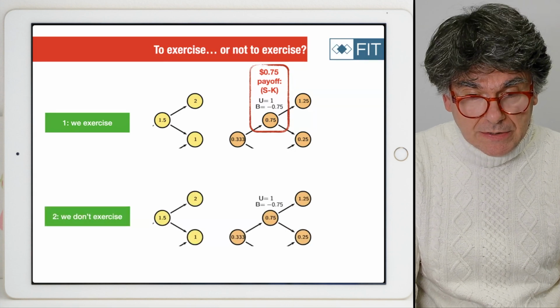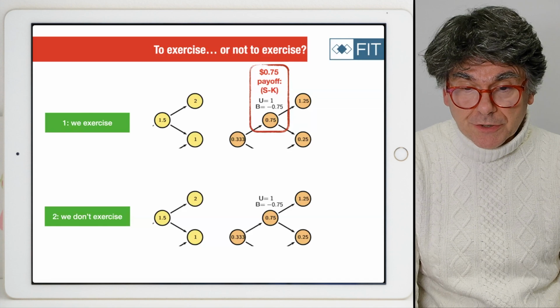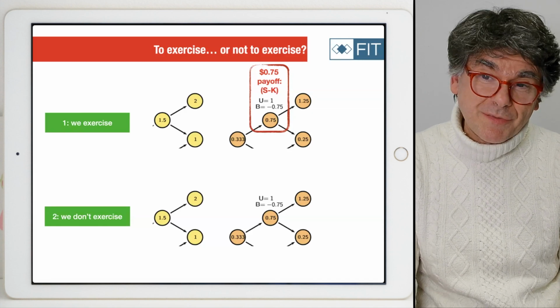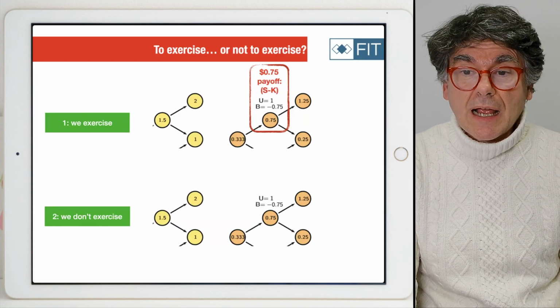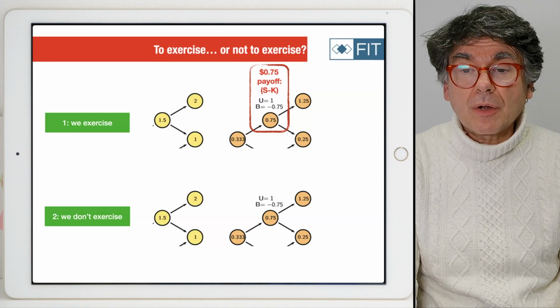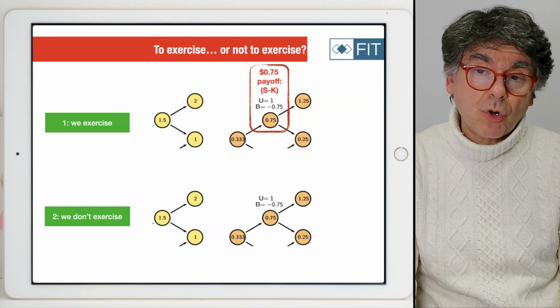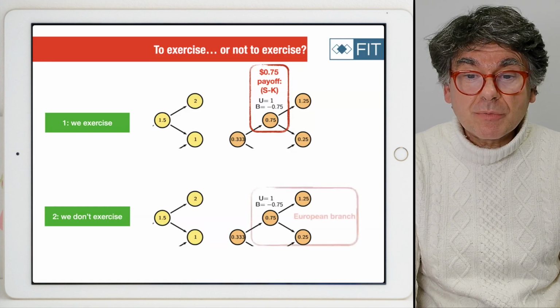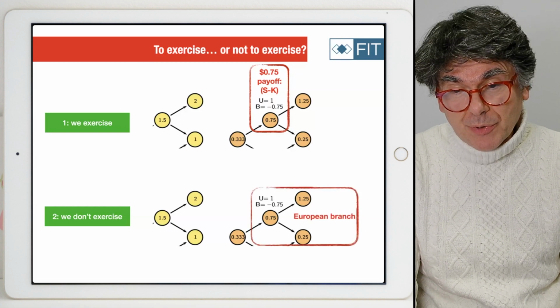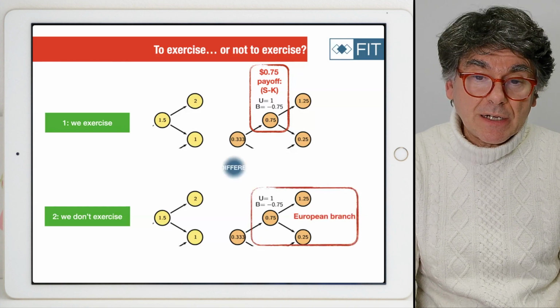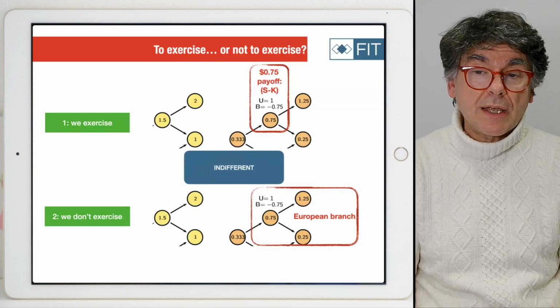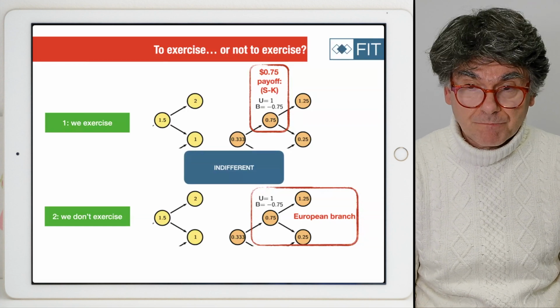But if we don't exercise, then it's a European branch, and the value is also 75 cents. If the price was higher, for the case of the European, we would not exercise. If it's lower, then we would exercise. Happens to be the same. This European branch gives us the same price as if we exercise. So this leads to a situation of indifference.